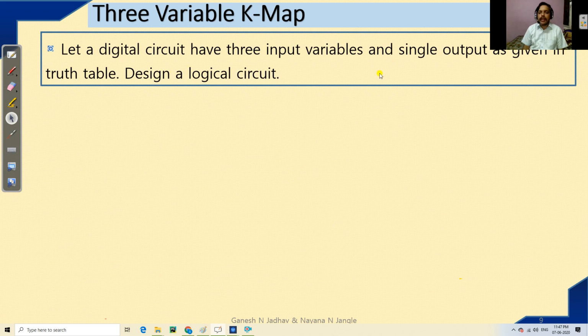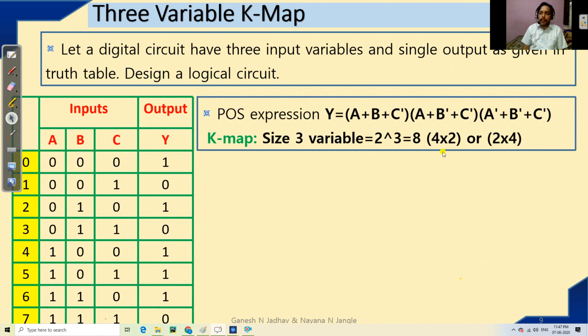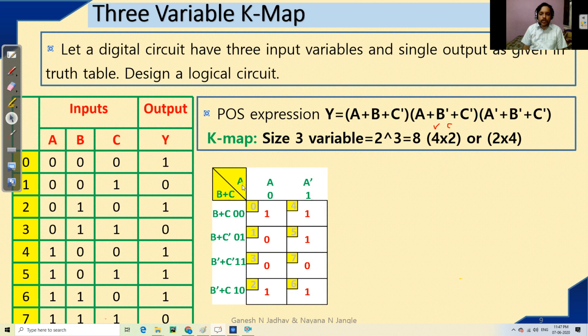The digital circuit has 3 input variables and a single output variable. It is the same circuit and same output as in the previous slide, but I'm going to consider 4 rows and 2 columns. In the 4 rows and 2 columns, one input is written here and B plus C is written here. So A and B plus C, it is actually A plus B plus C. A is written here, and B plus C. A can be 0 or 1, and B plus C can be 0 0, 0 1, 1 1, 1 0. Again we are using the gray code over here.